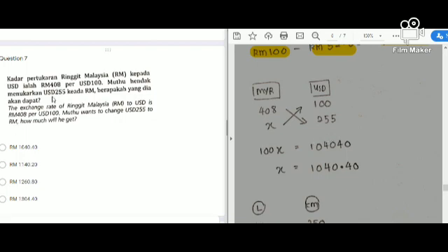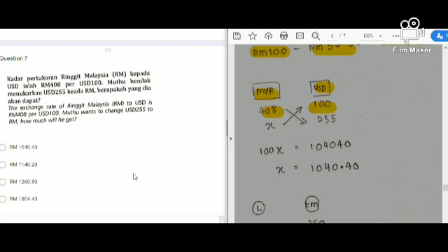The exchange rate of Ringgit Malaysia to USD. So the variables here are Malaysian Ringgit and USD. Okay, so you write it in two sides. Malaysia on the left side and USD on the right side. In this question, it said that for 408 ringgit, you will get 100 USD. So you write 408 ringgit, you will get 100 USD.